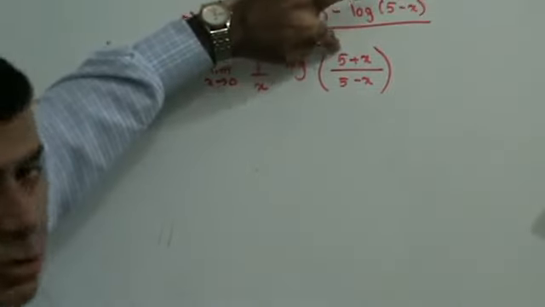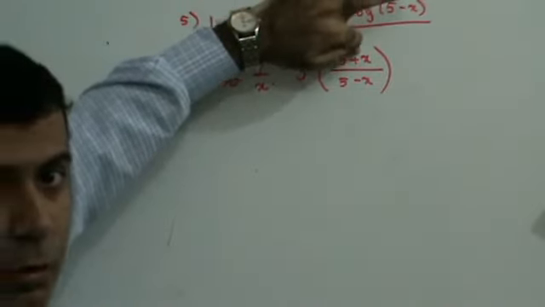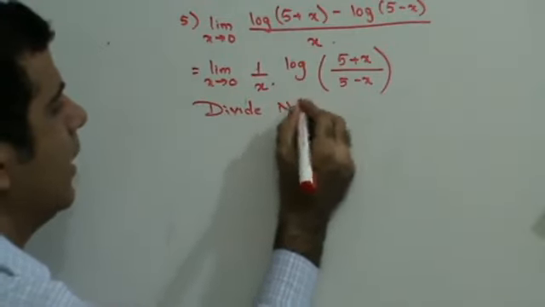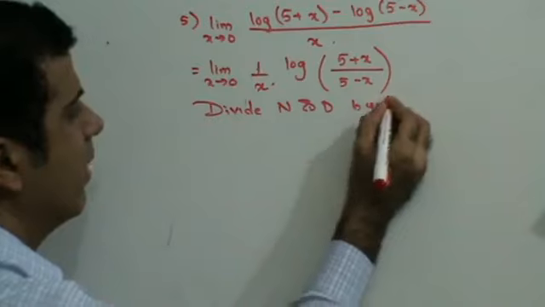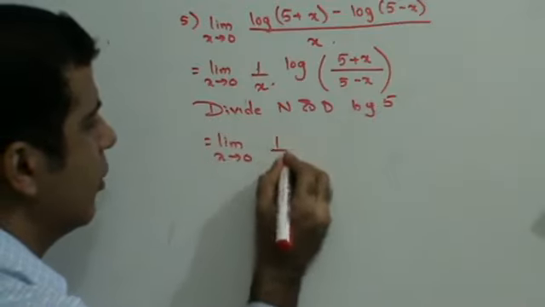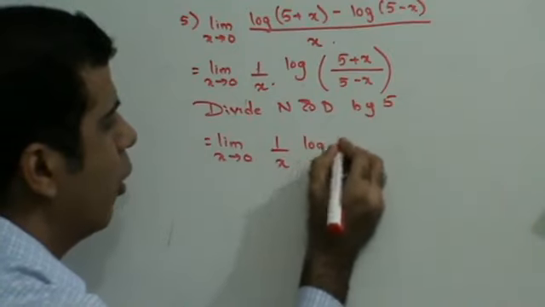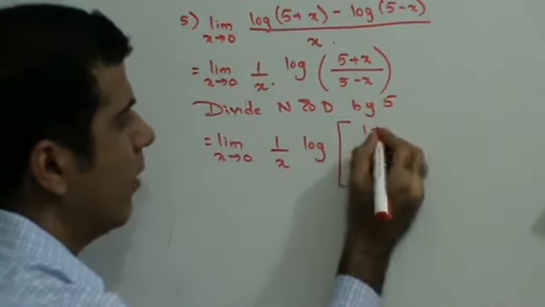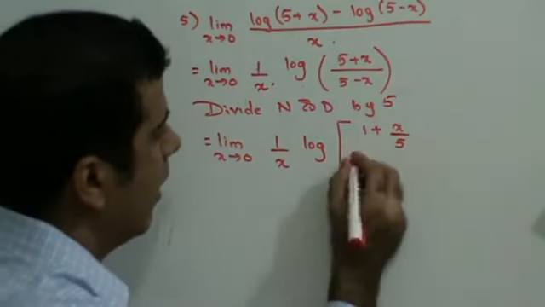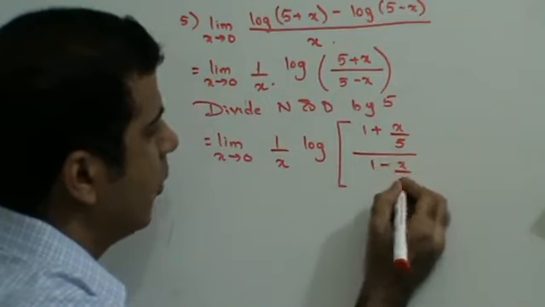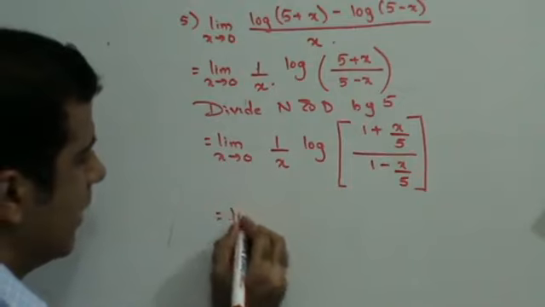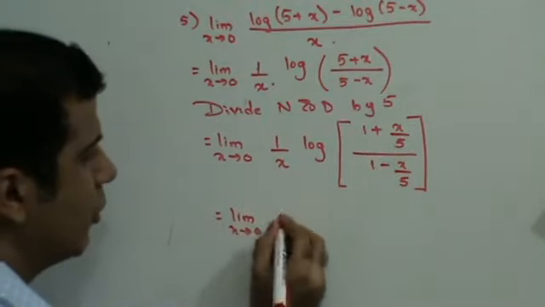Since this number is not 1, I need to make the number 1. How do I make the number 1? Divide numerator and denominator by 5. If I divide numerator and denominator by 5, limit of x tends to 0, 1 upon x log, this is going to become 1 plus x upon 5, I divided both the terms by 5, upon 1 minus x upon 5, right?